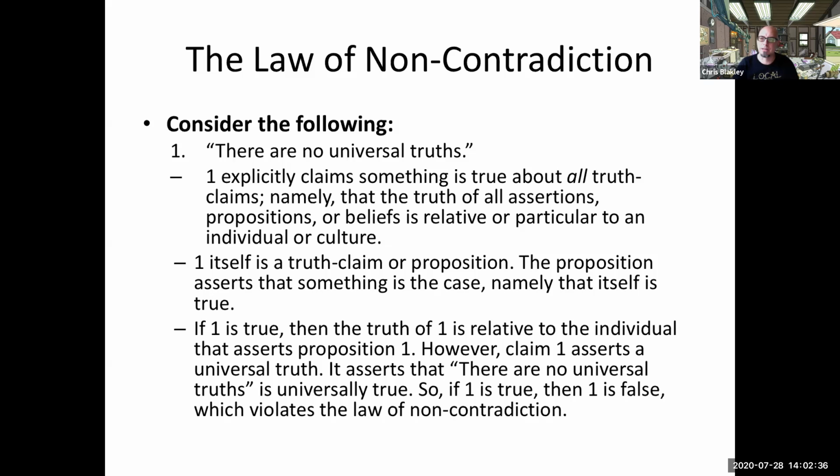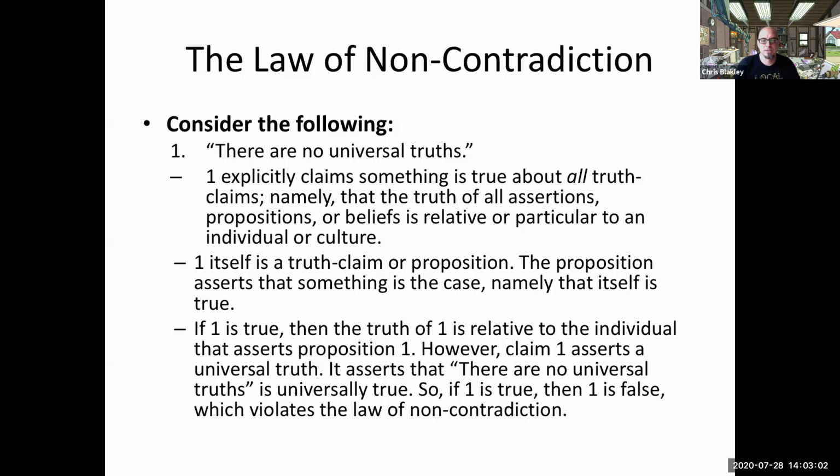So everything then is to be true for me, but not necessarily true for you. It's that way of talking. So here I've labeled it claim one. Claim one is there are no universal truths. The content of that proposition explicitly denies that there are any truths that are universal. It doesn't deny that there are particular truths. It's saying that all truths are particular truths as opposed to universal.